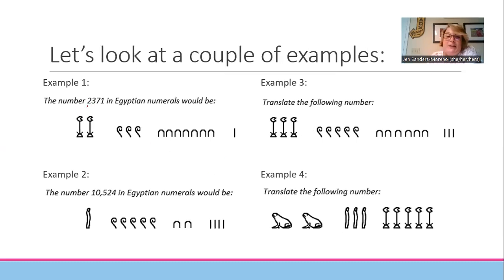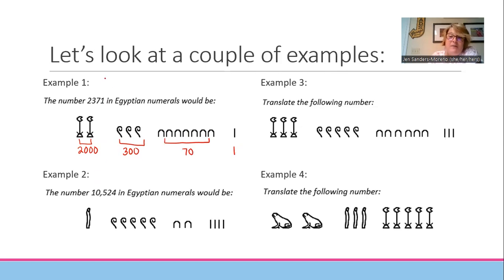So if you want to write 2,371 in Egyptian numerals, you would need 2,000. So here's 2 of our thousands. Here's our 300. And 1, 2, 3, 4, 5, 6, 7. Okay, fine. 70 and then 1.